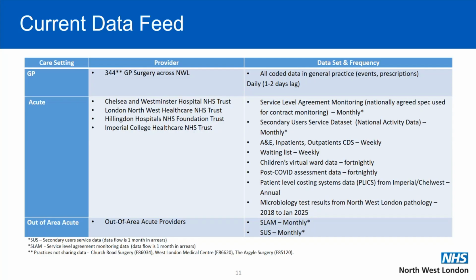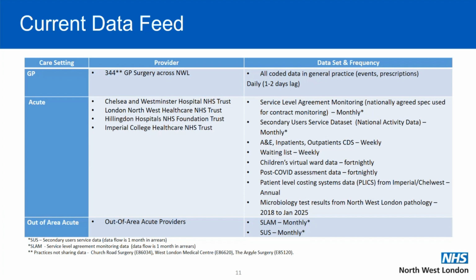Then we've got acute. We've got a number of different data sets coming from our acute providers. Some of those you can see there are monthly, and it's actually monthly in arrears. So we've got the service level agreement monitoring, known as SLAM, and the secondary use service data set, which is known as SUS. Both of those are coming monthly in arrears. Those are national data sets, and that is the frequency of that data that comes in. But we also, on top of that, receive weekly and fortnightly data from our acute services. So that brings in more frequent data. So as we are refreshing those dashboards on a more frequent basis, you are receiving that data more frequently.